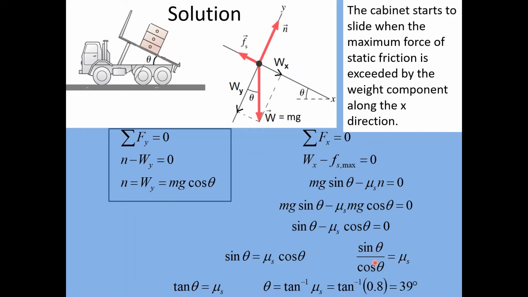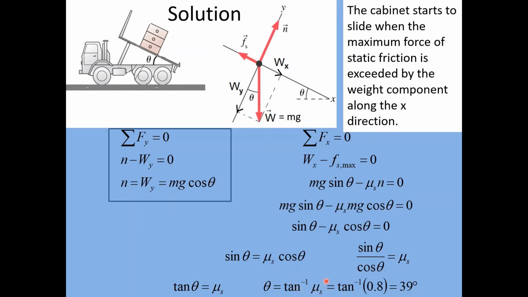You might remember from your geometry class, if you studied trig, that the sine of an angle divided by the cosine of the same angle is equal to the tangent of the angle. So sine over cosine is equal to tangent. So we have mu sub s is equal to the tangent of angle theta. Remember, theta is this angle up here of the bed. We are trying to figure out what theta is. So in order to solve for theta, theta is equal to the inverse tangent, or the arctangent, of mu sub s.